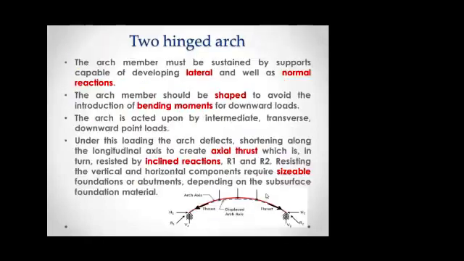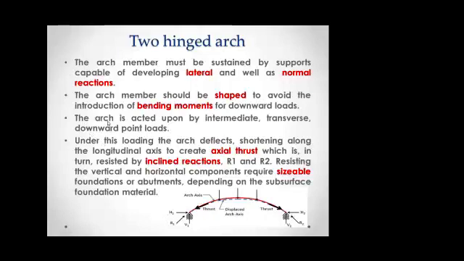Usually, some students have already studied what a 2-hinged arch is, and a 3-hinged arch. The support in two directions is a 2-hinged arch. So what is a 2-hinged arch now? The arch member must be sustained by supports capable of developing lateral as well as normal reactions. The arch member should be shaped to avoid introducing a bending moment under downward loads. When the load is applied to the arch, it should not create any bending moment. It will instead be conveyed along the arch axis and then transferred to the support.